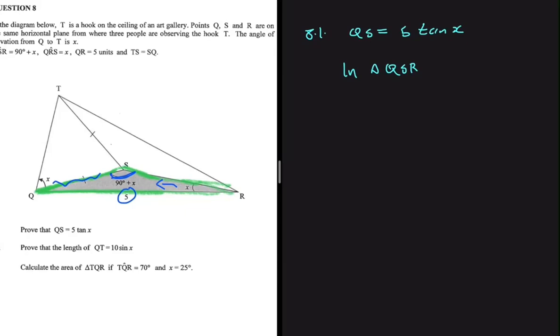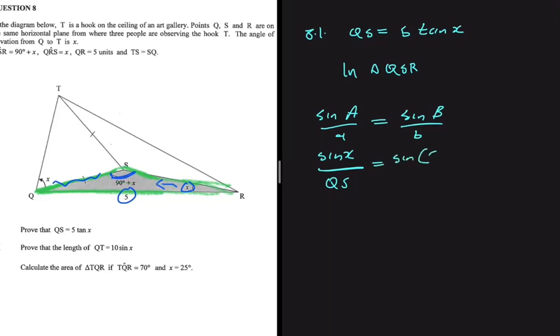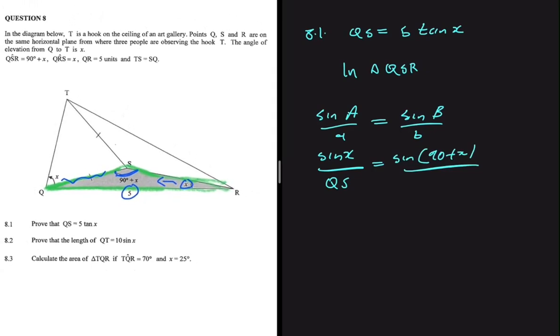So the sine rule is saying that sine of A divided by the opposite side to that angle, right, is equals to sine of B divided by the side opposite that angle. So in our sketch here, let's say sine of X, right? So if we say sine of X, which side is opposite X? That is QS, right? It's exactly what we are looking for. And then from there, that will be equals to, in the same triangle, we have sine of 90 plus x, and then divided by the side opposite that. The side opposite that is QR, right? Which is equals to 5. So we're going to have 5.